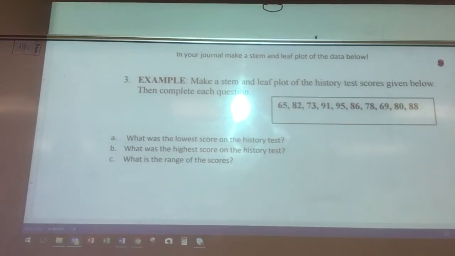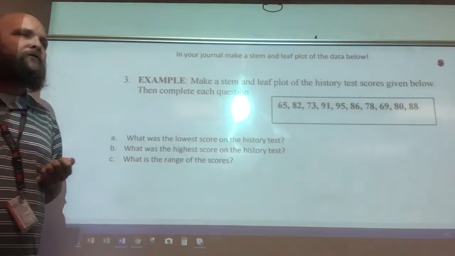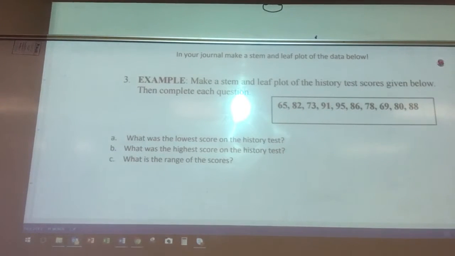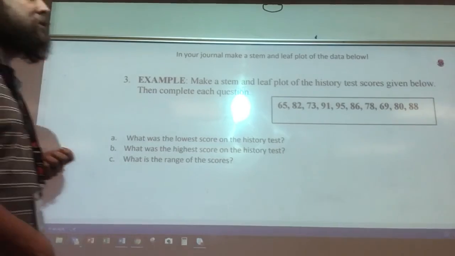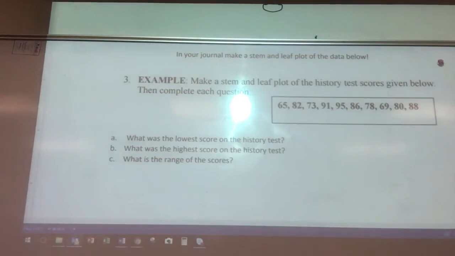Alright, so this talks about making a stem and leaf plot. Stem and leaf plot is something you worked on last year if you were in Keller. Okay, we just watched that video. We're writing this in our journal so that you have an example in your journal to look back at later.